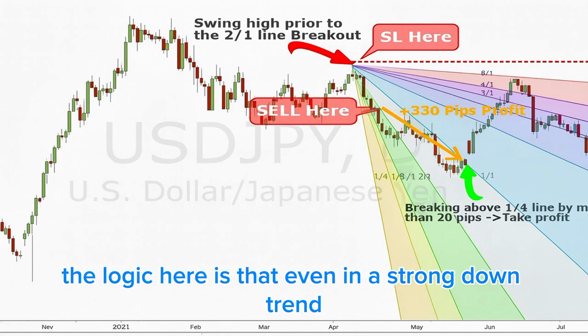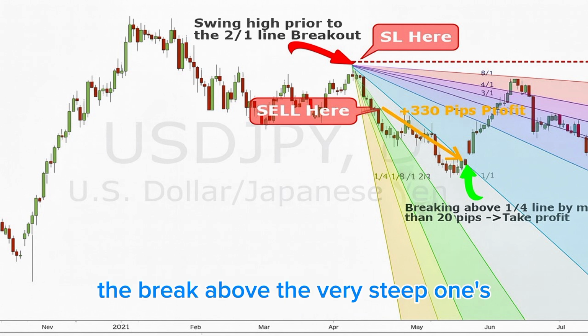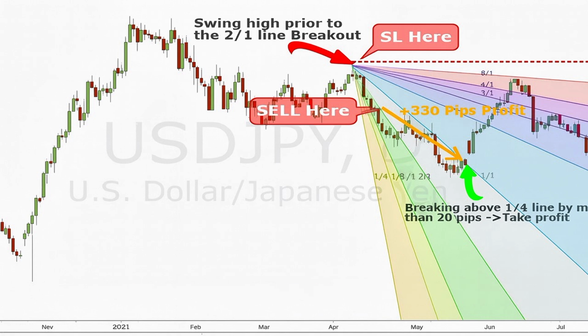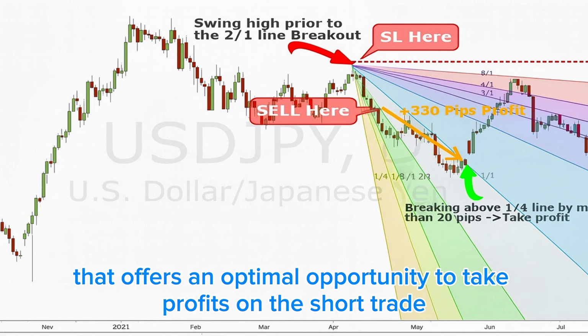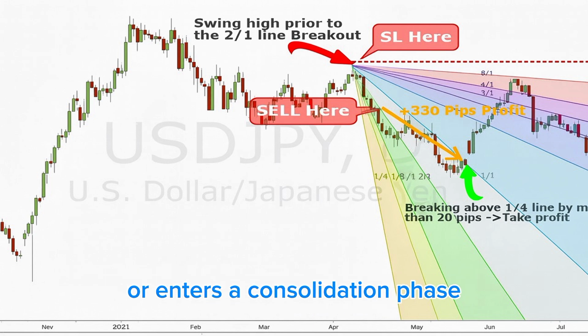The logic here is that even in a strong downtrend, prices cannot fall indefinitely without corrections. The break above the very steep 1x4 line is not interpreted as a trend reversal, but rather as an excessive correction, a blow-off, that offers an optimal opportunity to take profits on the short trade before the price potentially resumes its downward move or enters a consolidation phase.